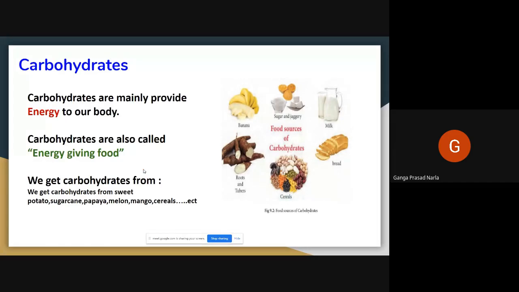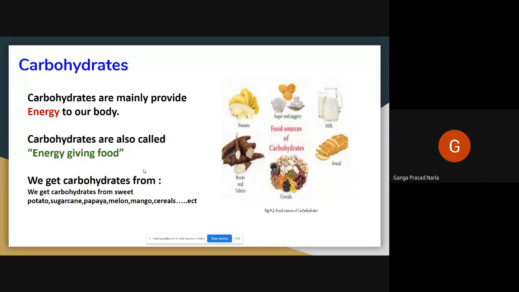Because we need energy to do a number of works, right? So we get energy from rice, roti, chapati, because those components contain carbohydrates. From carbohydrates, we are getting energy. Is it clear, children? Yes, sir.